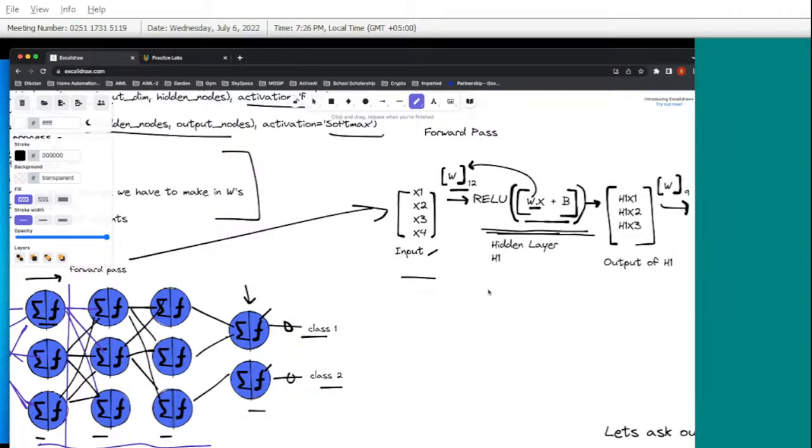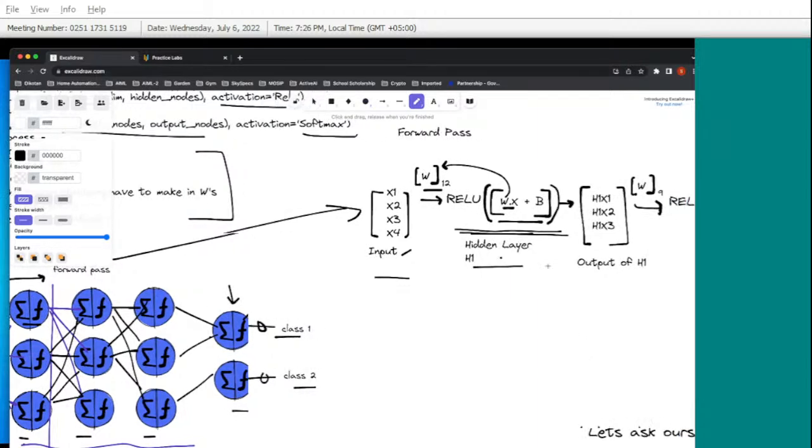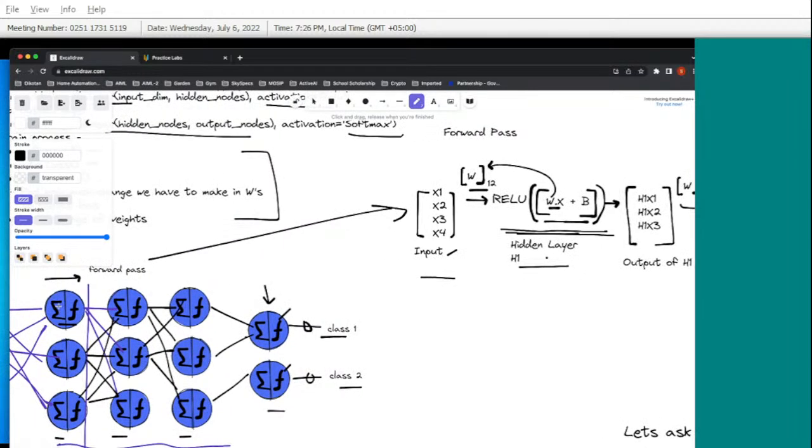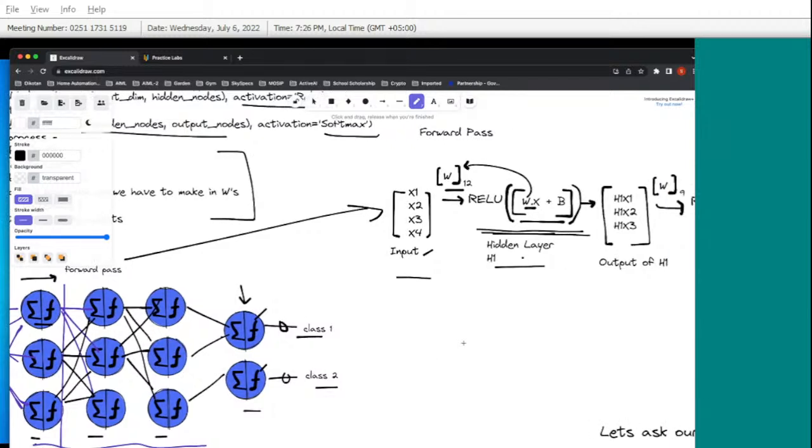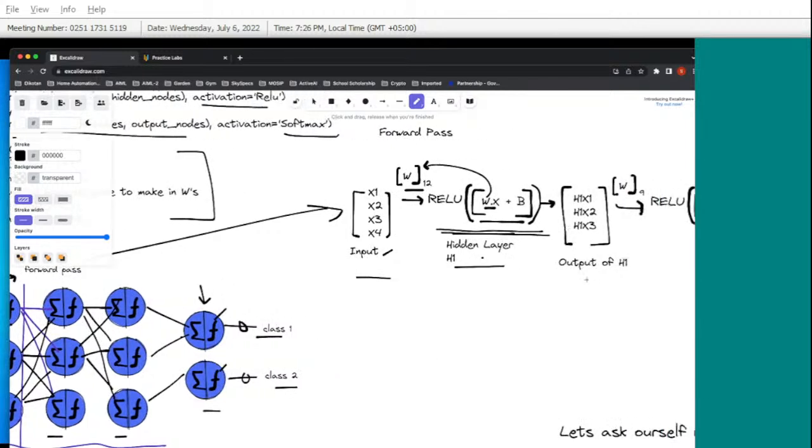Awesome. Good. So now this operation will give me an output. What will be the shape of the output? It's very clear, right? 3 neurons will give you 3 values. Each neuron will give you one value each, right? So this is my output of H1. So H1X1, H1X2, and H1X3.